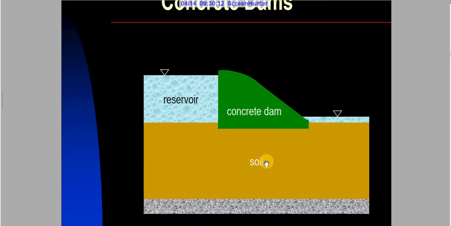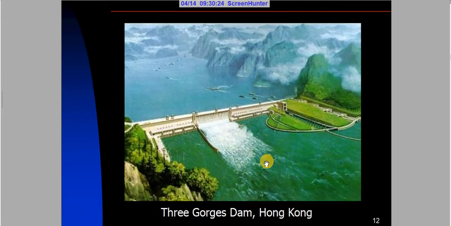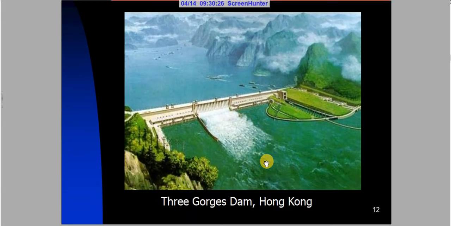Similarly, we observe the same thing when looking at concrete dams. Unfortunately, we don't have a local example for concrete dams.